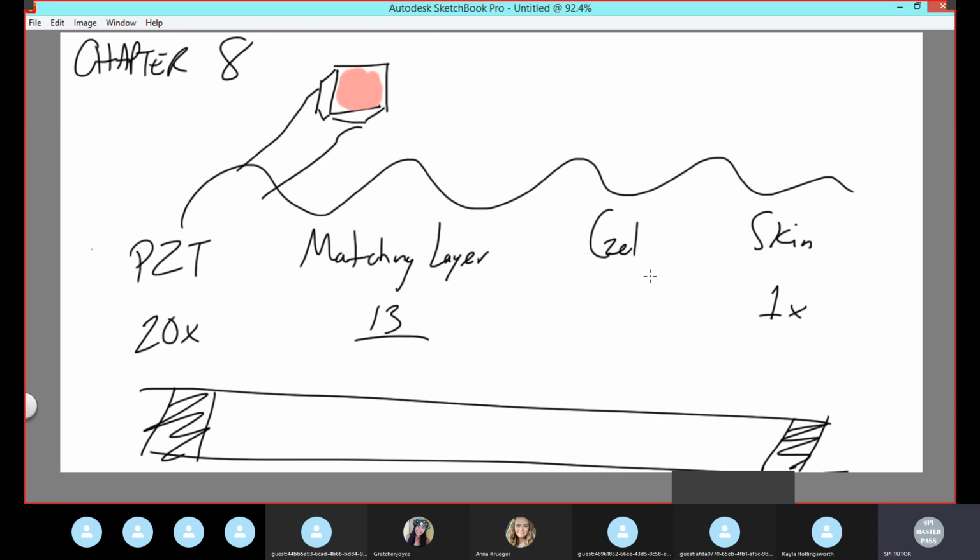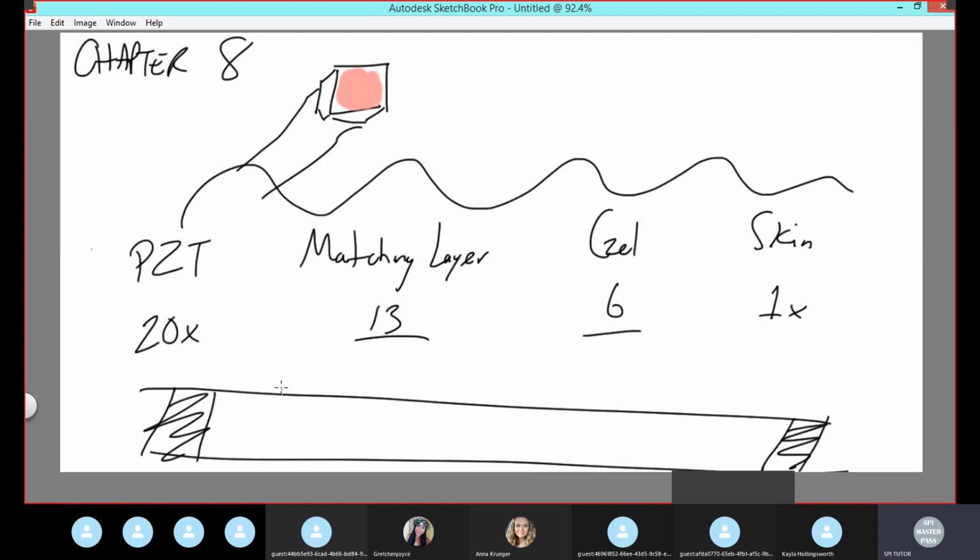So then the gel says, all right, I'm in between the matching layer and the skin. So if the matching layer is a 13 hypothetically, and the skin is a 1, let me close that gap and let me be a 6. So now the wave went from a 20, traveled to a 13, was running around in a 13, traveled to a 6, and now to a 6, to a 1, and now finally is at the skin.